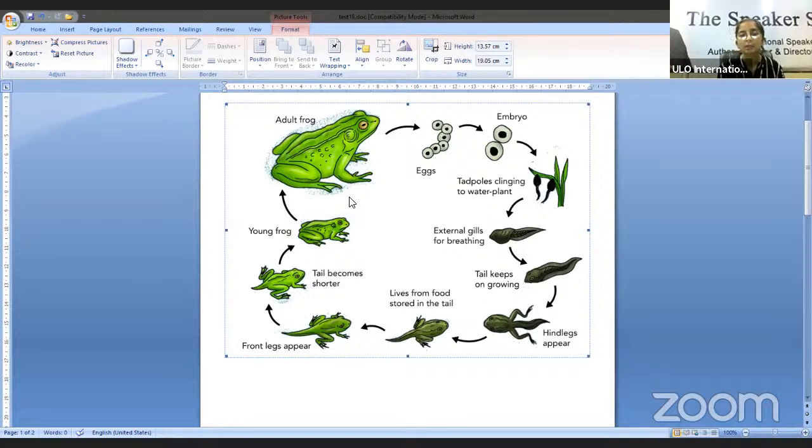At last the tail becomes even shorter, and the organism which is growing here can take its nourishment from the tail. The tail is the place where the nutrition gets stored, and then the tail disappears at the end, and the young frog emerges from that. It can go to the land also because the body is prepared for breathing there, and the young frog grows in size and becomes the adult frog with time. This is all about the process.